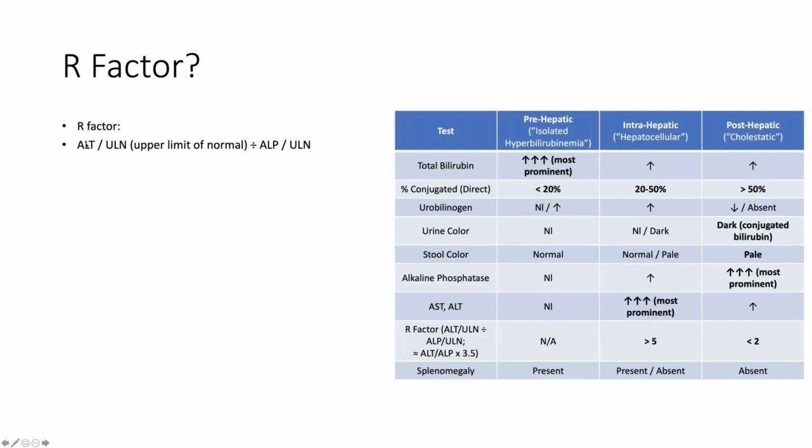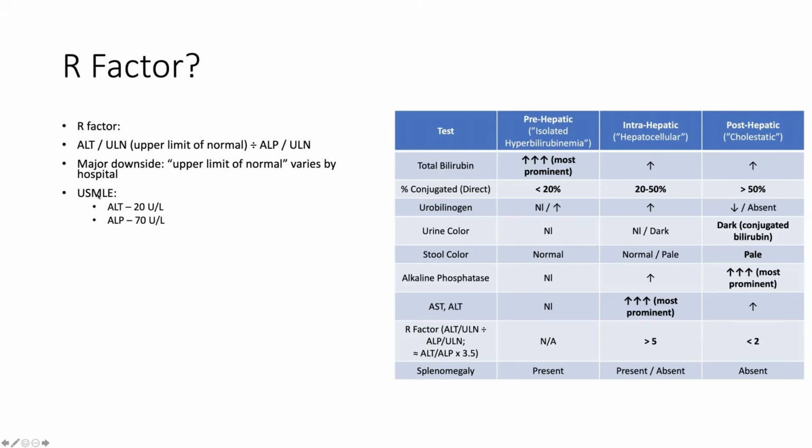So R factor in the equation is ALT over ULN, which is the upper limit of normal, divided by ALK-Phos over the upper limit of normal of ALK-Phos. The major downside to this, because you'll see ULN sometimes, for example in Light's criteria, where you look at the upper limit of normal for total protein, or no, albumin, I think it's albumin. You might wonder why this is not a fixed number. It's because the upper limit of normal varies by the hospital.